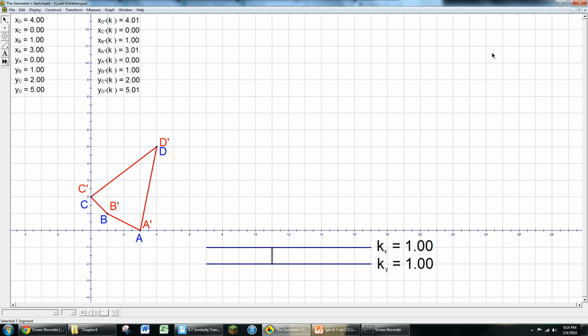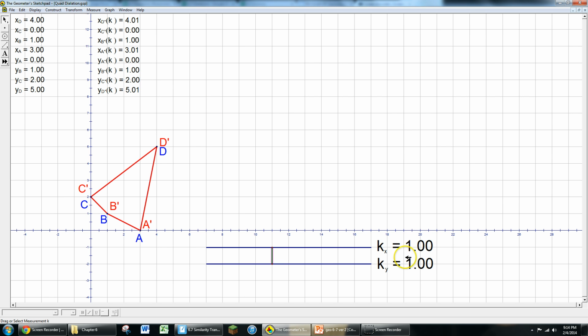Okay, we're going to skip over to Geometer's Sketchpad here, and you can see that I've got a seemingly complicated drawing going on. I was going to be bold and do a quadrilateral, 4 sides, which means that I have to keep track of 8 coordinates, and each coordinate has an x and a y value. So all the x and y values for the original shape, as we described in our example, are right here, and all the x and y values for the image are right here.